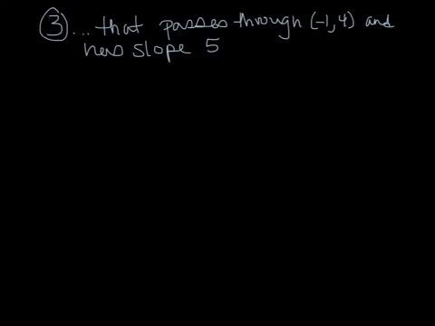Our next type of example are going to get a little bit harder. So we're going to still write the equation in standard form. This time, though, I'm not giving you an equation. I actually am giving you only two things. I'm telling you that it passes through negative 1, 4, and I'm telling you that it has a slope of 5.